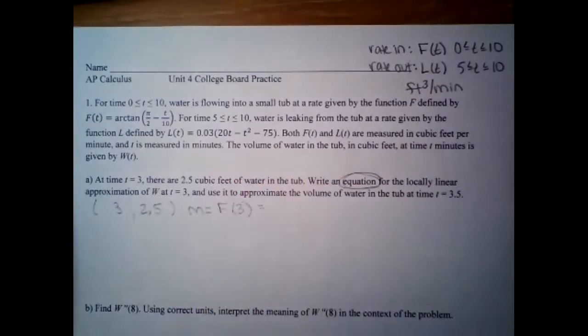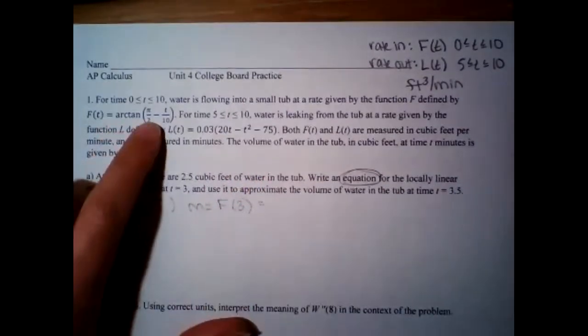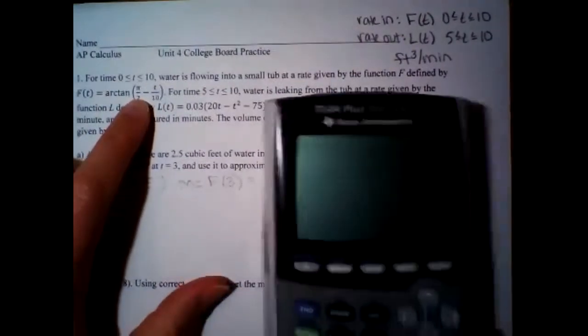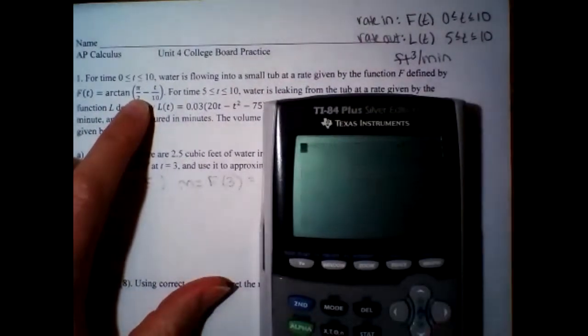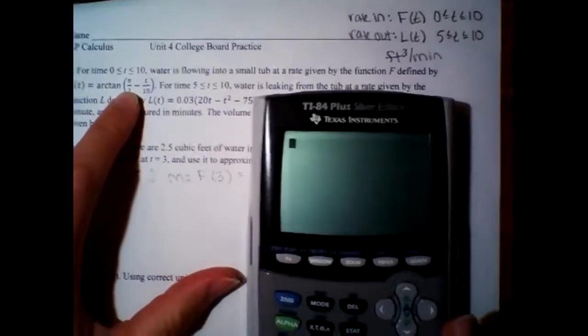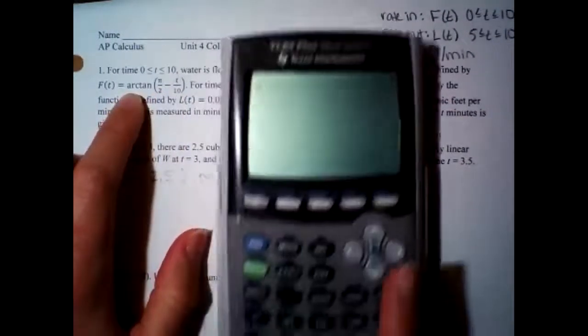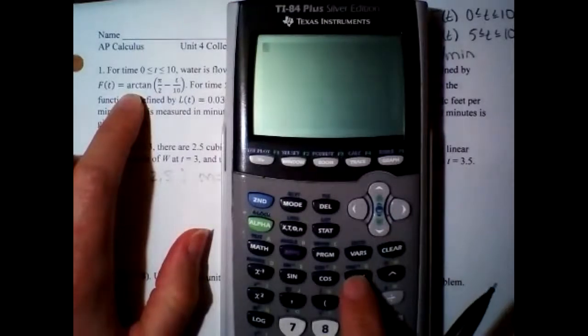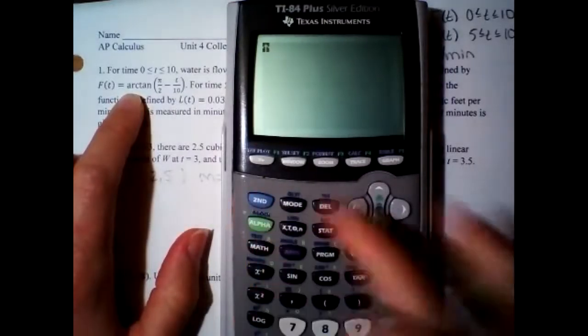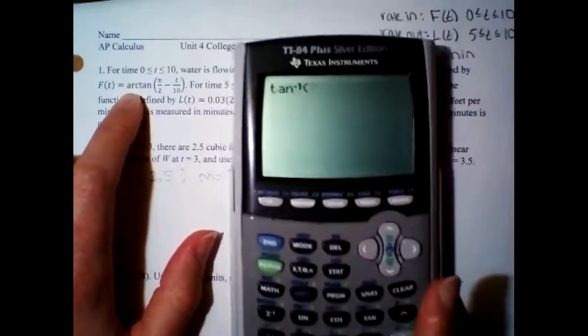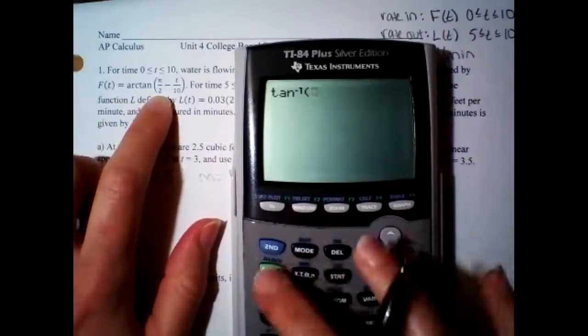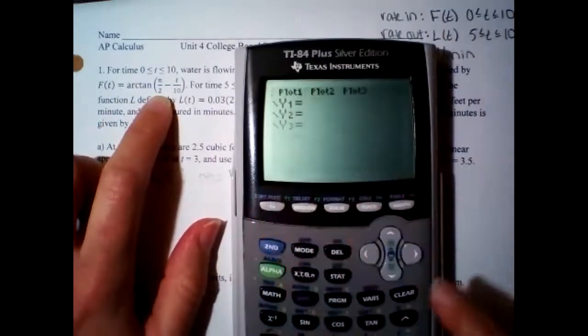And here's where the calculator is going to come in, because this is a crazy weird function. And we're going to plug in 3. So arc tangent. Now they wrote it as arc, but that is the tangent inverse. So it's going to be second tangent, the tangent with the little -1 there. So second tangent. And then we have pi over 2. Oh, whoops.